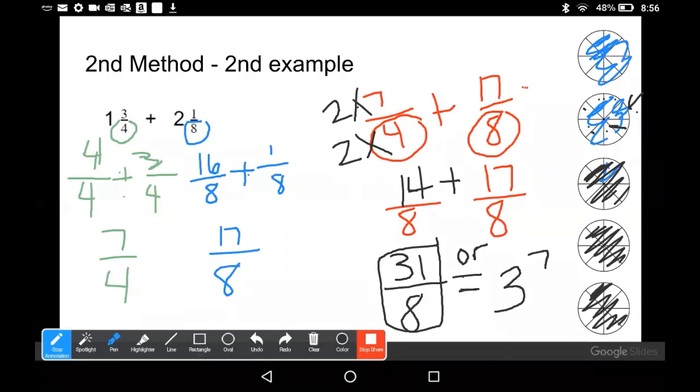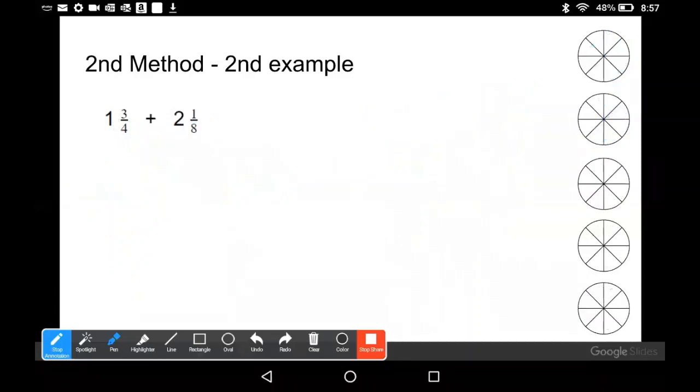7 out of the 8 pieces are colored in. So 3 7/8. You could also look at it as 8 goes into 31 3 times with 7 left over. Okay, a couple of different ways to think about how these fractions work. That's probably how your parents learned it, so they'll want to do it that way. I promise I'm not doing Common Core here. Okay, so let's look at the third example.